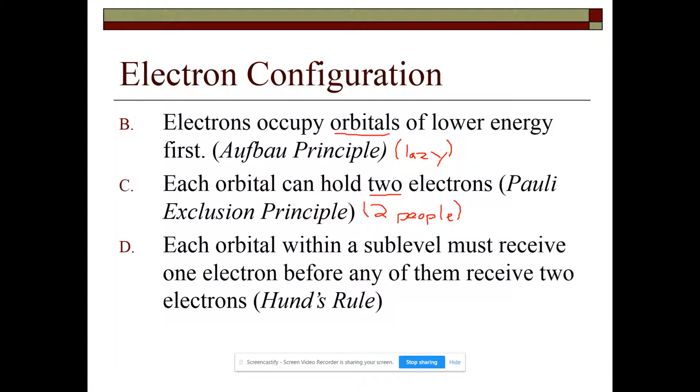And the reason why it's 2 is electrons can either spin clockwise or counterclockwise, so they have just one or two possible spins, and that's why there's only two possible electrons in every orbital. And the third rule kind of builds on that.